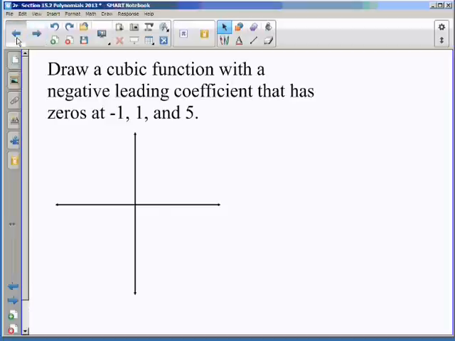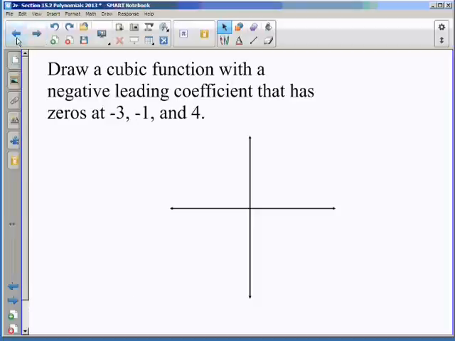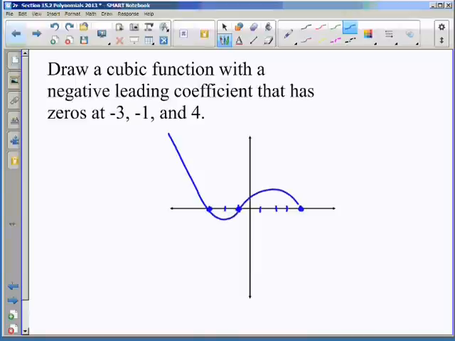All right, so our possible answers, there's an infinite amount of them, but we would just put a dot at negative 3 on the x-axis, negative 1 on the x-axis, and up at 4. Having a negative leading coefficient makes it look like a relative negative slope line with some squiggles, something like this.